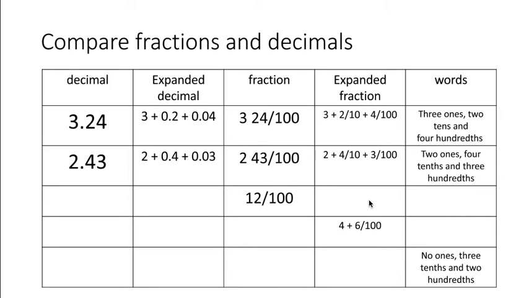And then I could think about expanding it. No wholes, 1/10 and 2 hundredths. And I can write it as no ones, 1/10 and 2 hundredths.